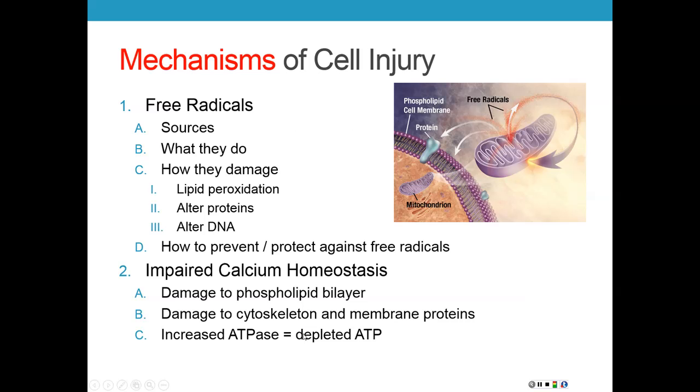All right, so mechanisms of cell injury. Before we look at specific things that cause cell injury, like specific chemicals or radiation and so forth, we have to first look at what the mechanisms are. And there are three mechanisms we're going to go through. We start with free radicals. So first, what is the source of a free radical? And then I'll explain what I mean by a free radical and what they do.